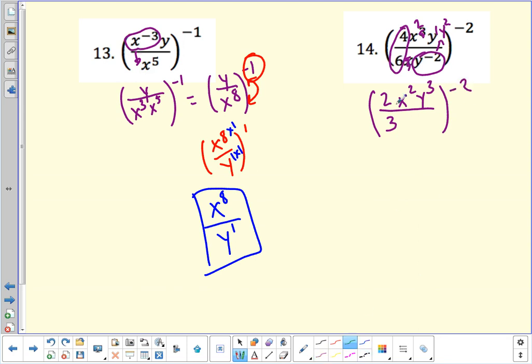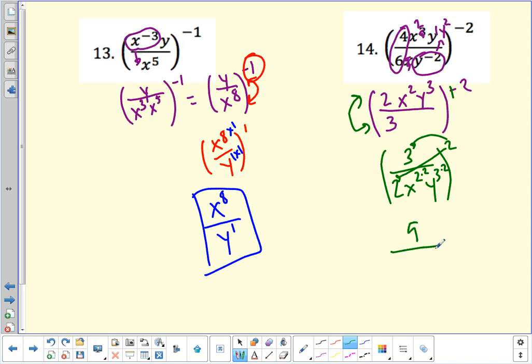So now I'm going to flip it. Whole fraction flips, this becomes positive. So I have 3 by itself on top, 2x squared y to the third on the bottom. Now raised to the positive 2 power. Square that, square that. This is going to be times 2, that's going to be times 2. 3 squared is 9. 2 squared is 4. X to the 2 times 2 is x to the 4th. Y to the 3 times 2 is y to the 6th.